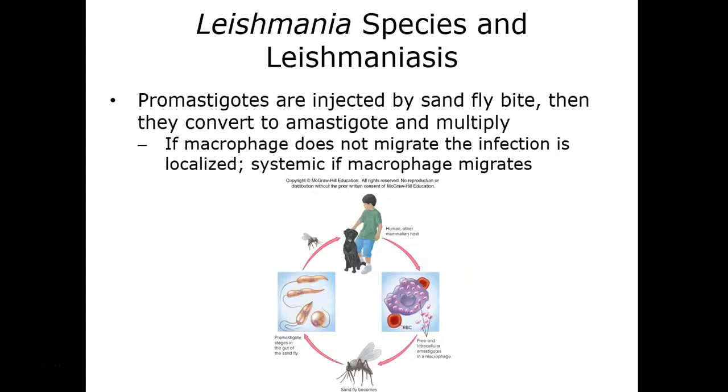So what it does is it injects the promastigotes during the blood meal. Once they're in the body, they then begin to convert to the amastigote form, the form that lacks the flagella, and they multiply. So if macrophages do not come in and localize the infection, it's then able to become systemic and travel throughout the body.